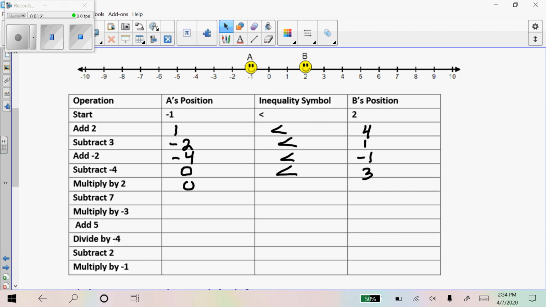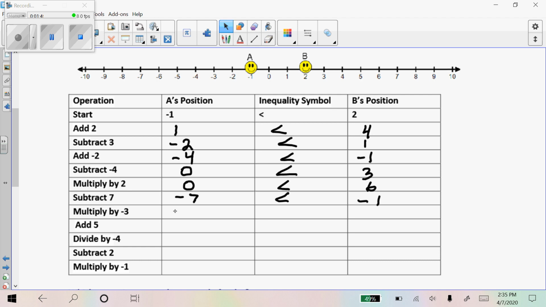Multiplying by 2 wouldn't change A's position. 0 times 2 is 0. 3 times 2 is 6. 0 is less than 6. Subtracting 7, A would be at -7. B would be at -1. -7 is less than -1.